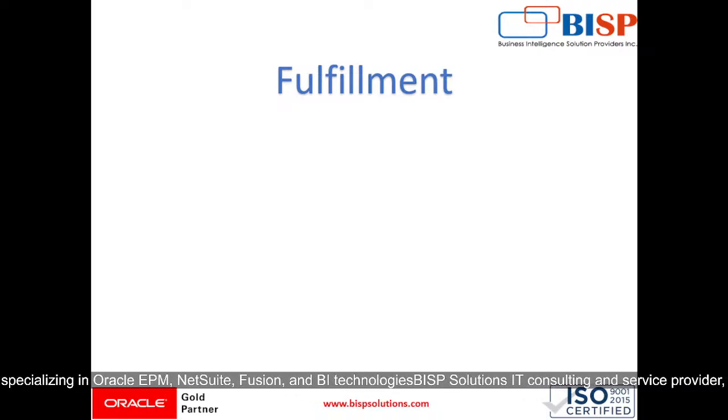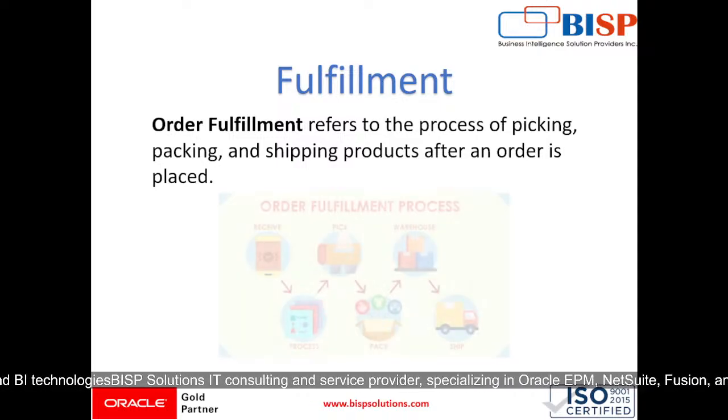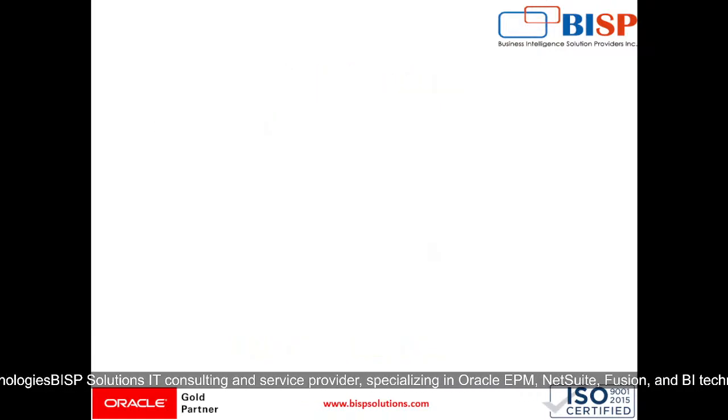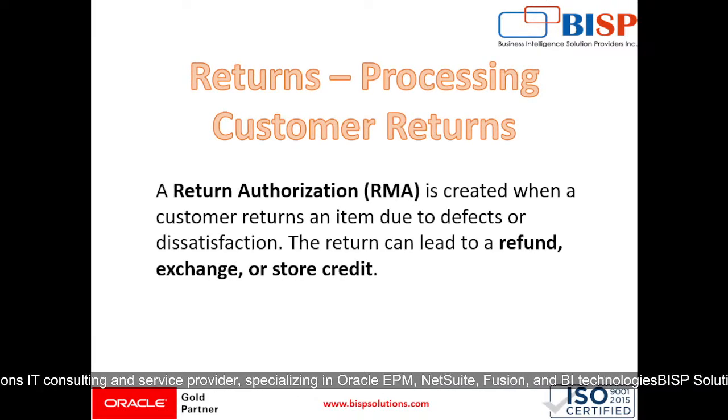Then comes our fulfillment, which is shipping the product, which means order fulfillment refers to the process of picking, packing and shipping products after an order is placed. Then comes our returns processing, customer returns, where a return authorization, which is RMA, is created when a customer returns an item due to defects or dissatisfaction. The return can lead to a refund, exchange or store credit.